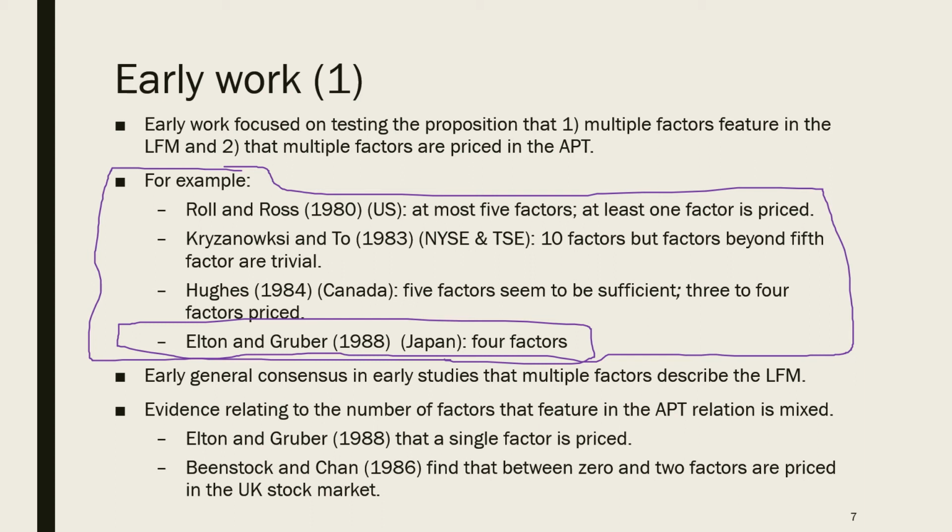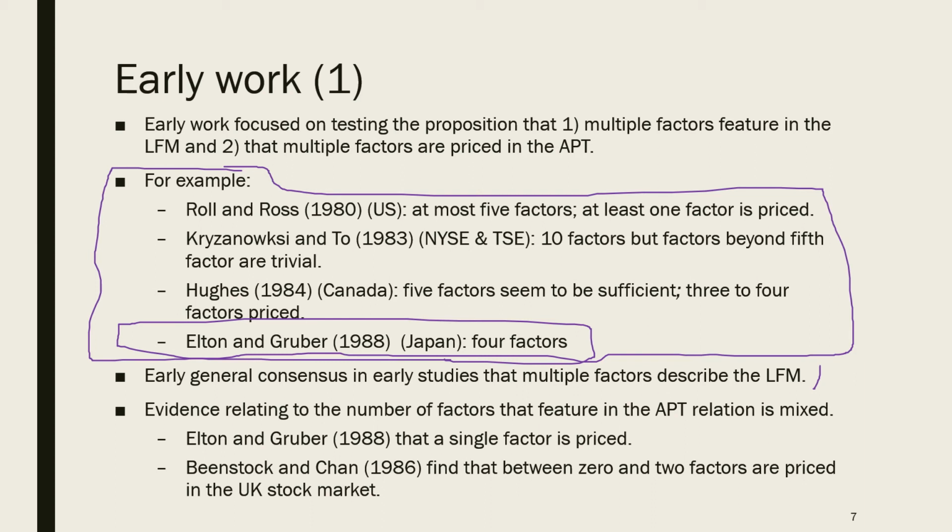So we can't only look at one source of information, we need to look at multiple sources of information. And this applies across markets. So the general early consensus was that there are multiple factors that describe the return generating process, that describe the behavior of stock prices, although the evidence on the number of so-called priced factors, factors that matter in the APT relation, in other words, equation 2, is somewhat limited.